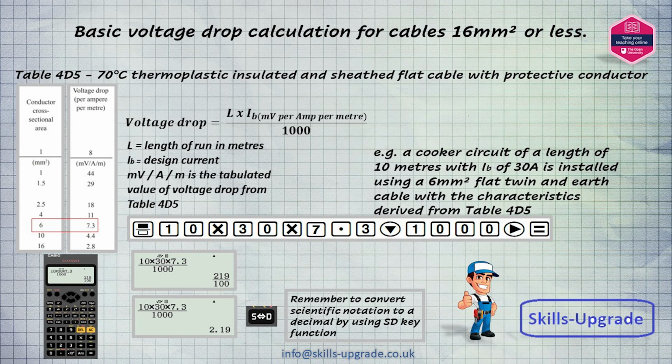The values for millivolts per amp per meter are taken from table 4D5 and we have a value of 7.3. We enter the values into the formula as described, and on the screen is a log of keystrokes to guide you.